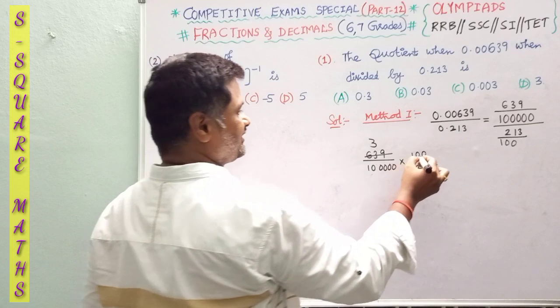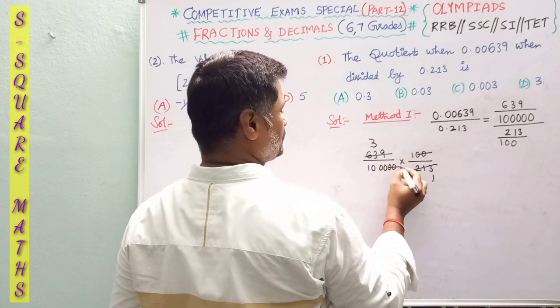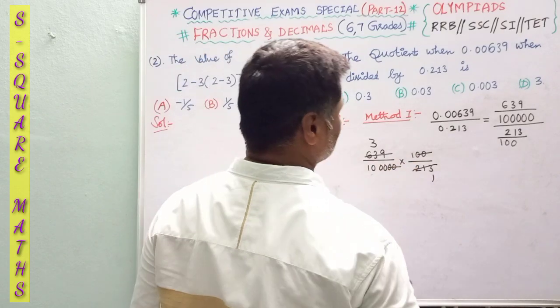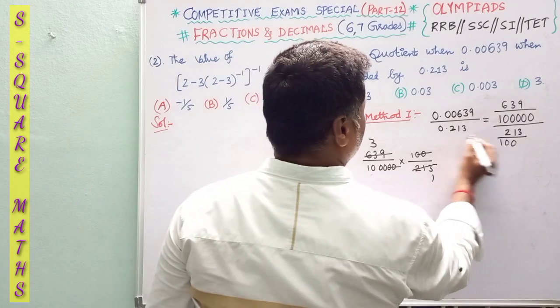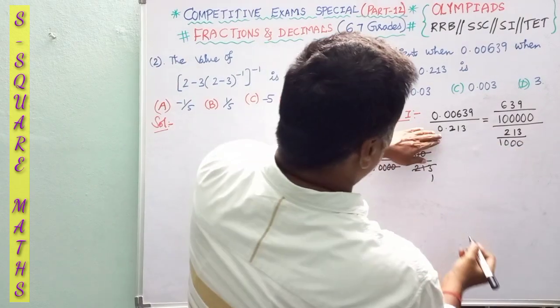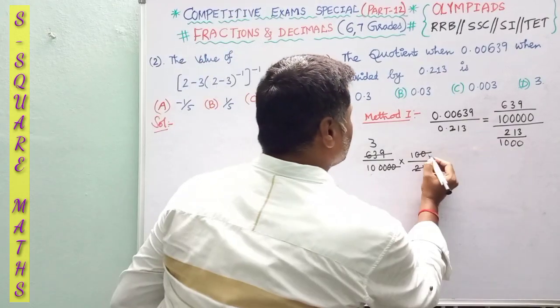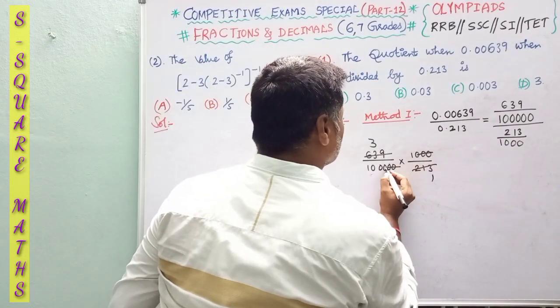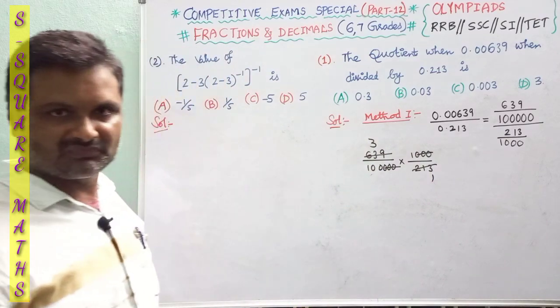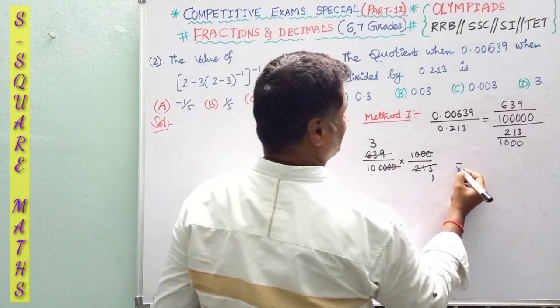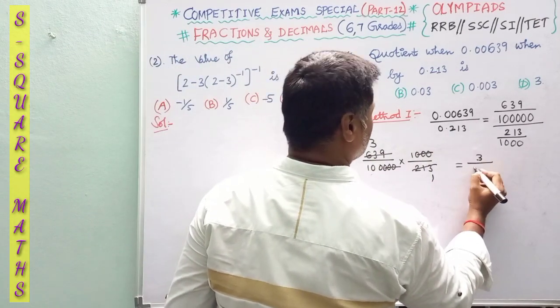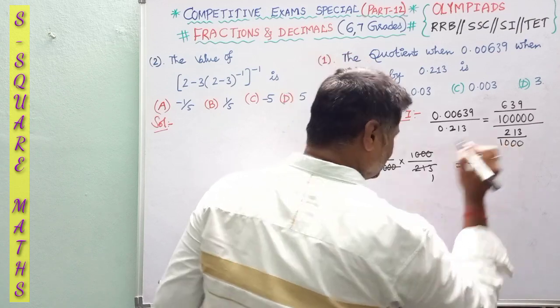Here it cancels 2 zeros, and here it is 2 zeros. Sorry, here it is 3 zeros, since after the point you have 3 digits, so 1000. Here also we placed 1000, so the 3 zeros. Now the leftover part is nothing but 3 by 100.